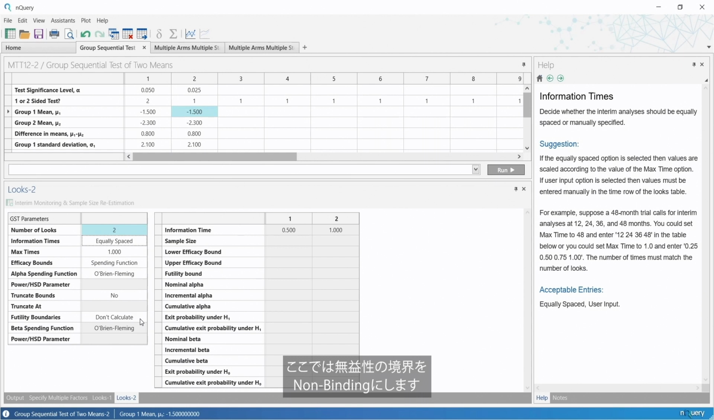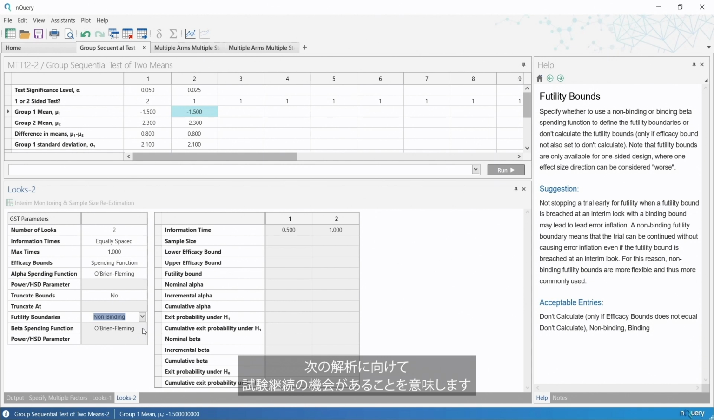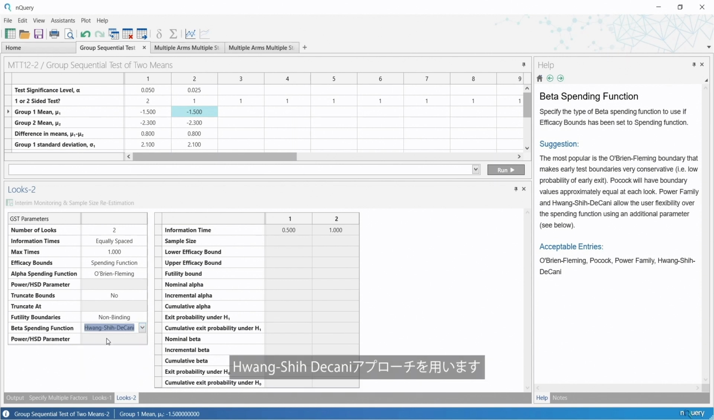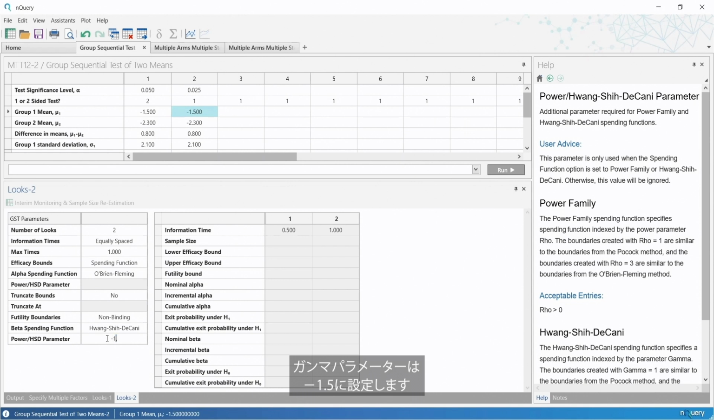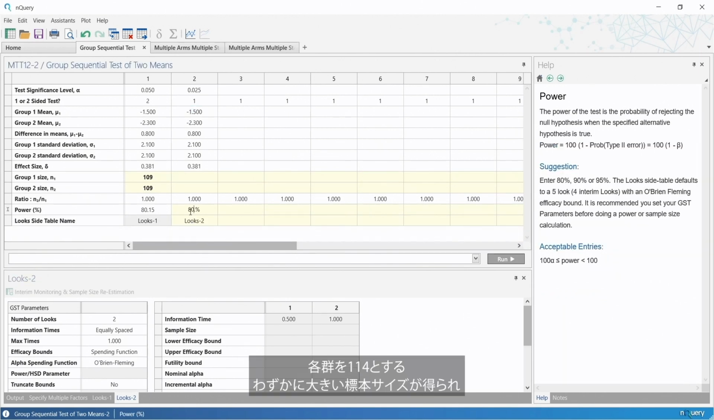In this case, let's add a futility boundary that is non-binding. This means that if we cross the futility bound, we still have the opportunity to continue our trial to the next look without affecting the overall type 1 error. In this case, we'll use a more flexible spending function for the futility bound using the Hwang-Shih-DeCani approach, and set its gamma parameter to -1.5. We will now set the power to 80% for this example as well.